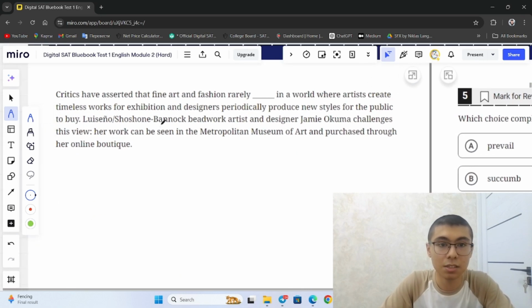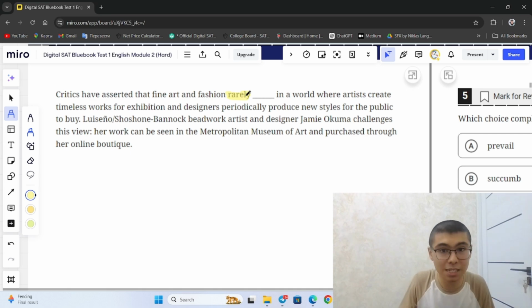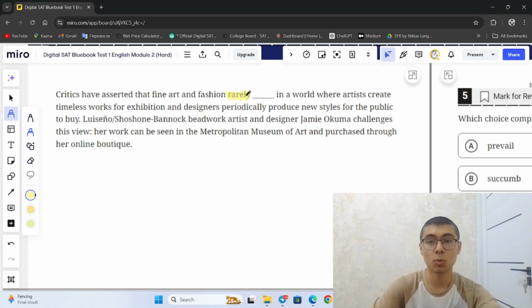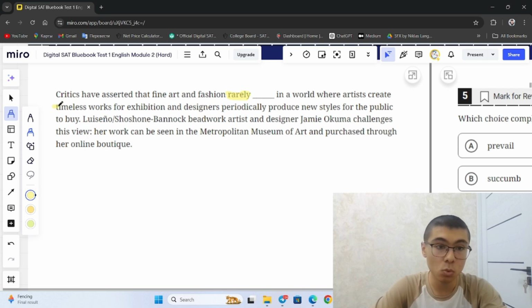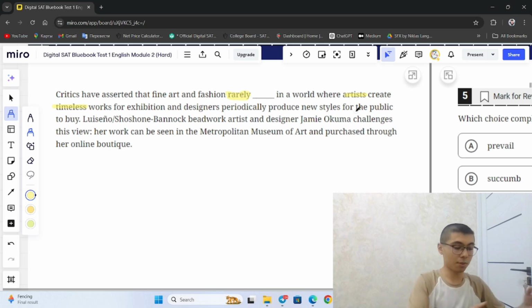Critics have asserted that fine art and fashion rarely... always look for these types of words: rarely, not always, usually. In a world where artists create timeless works. So artists create timeless works. There's no period when it's going to be a trend or something.